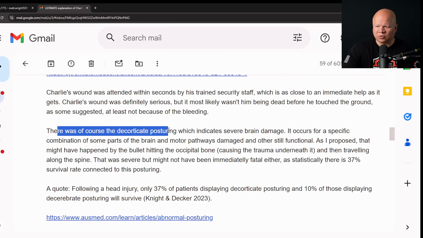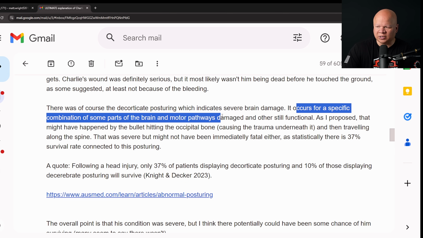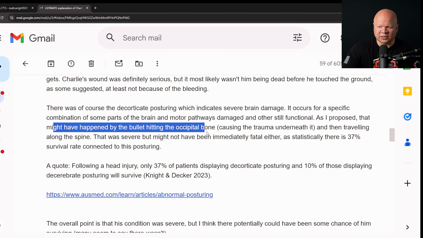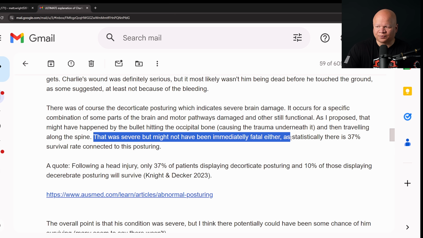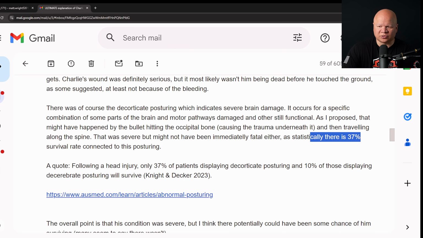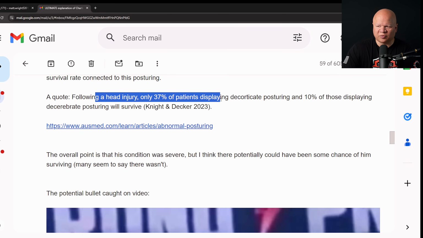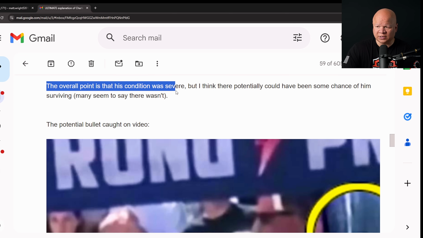There was, of course, the decorticate posturing, which indicates severe brain damage. It occurs for a specific combination of some parts of the brain and motor pathways damaged and still others functional. As I proposed, that might have happened by the bullet hitting the occipital bone, the back of the head, causing the trauma underneath it, and then traveling along the spine. That was severe, but might not have been immediately fatal either, as statistically, there's a 37% survival rate connected to this posturing. A quote: "Following a head injury, only 37% of patients displaying decorticate posture and 10% of those displaying decerebrate posture will survive." Kalikukul is saying the overall point is that his condition was severe, but there potentially could have been some chance of him surviving.